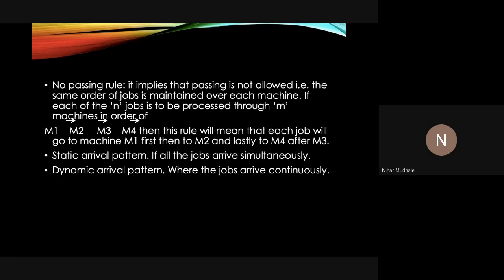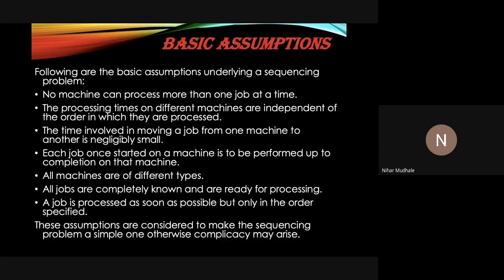No passing rule. This is the rule that implies passing is not allowed. That is, the same order of jobs is maintained over each machine. If each of the n jobs is to be processed through m machines in order, like given below: M1, M2, M3, M4, then this rule will mean that each job will go to machine M1 first, then M2, and lastly to M4 after M3. Static arrival pattern: all the jobs arrive simultaneously. Dynamic arrival pattern: the jobs arrive continuously.